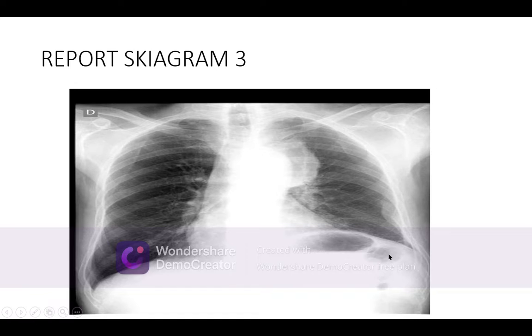Here is the gas shadow, gastrogram, pushing the left dome of the diaphragm upwards. Right dome is upward, usually left dome is downwards, but here it is vice versa because of the high pressure in the stomach. The 2 shadows are seen. And this is called gastric bubble syndrome.